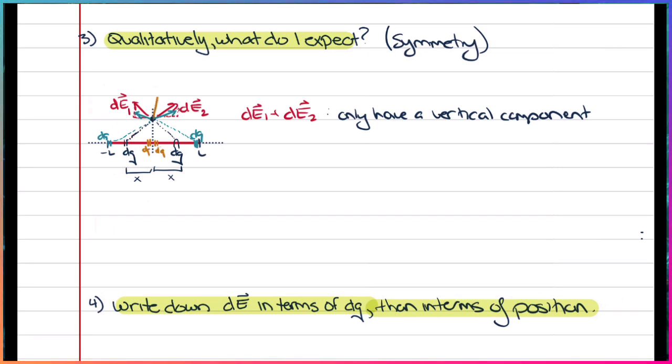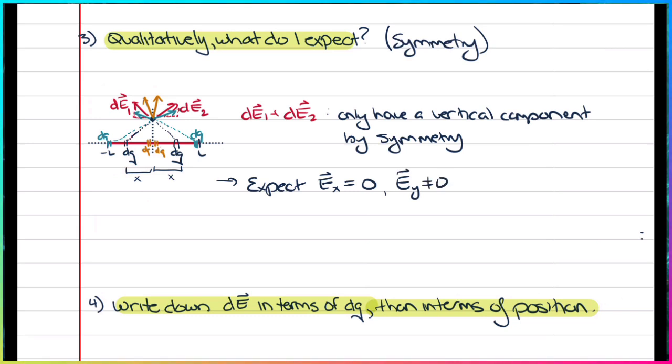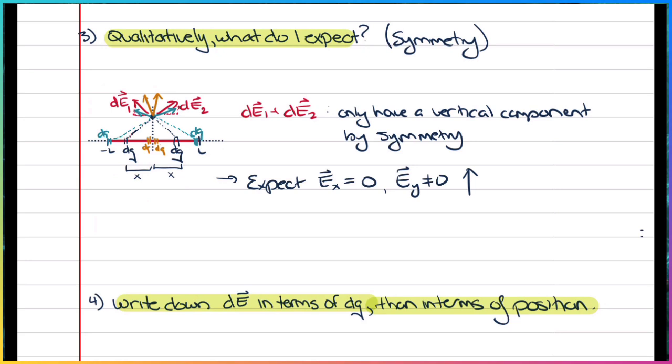And I think you see where this is going, right? Those are going to essentially be pointing in that direction. The x components cancel, the y components add. So by symmetry, they only have a vertical component. And so therefore, we expect at the end of the day the x component of the electric field to be 0, and the y component of the electric field to be non-zero. Particularly, it looks like it should be pointing up, based on the drawing that we've had there.